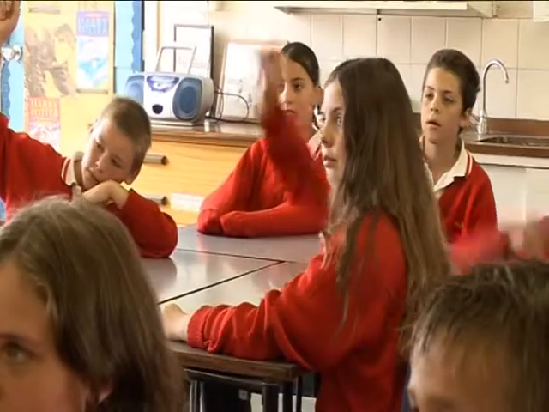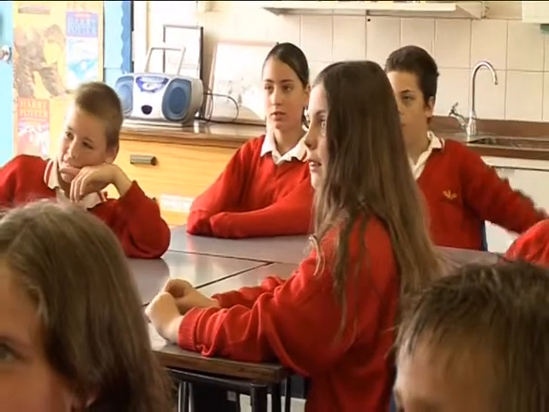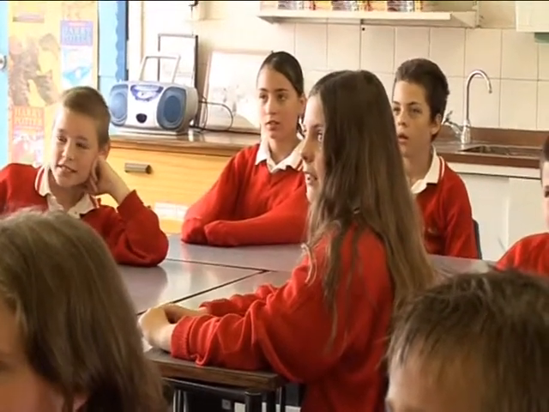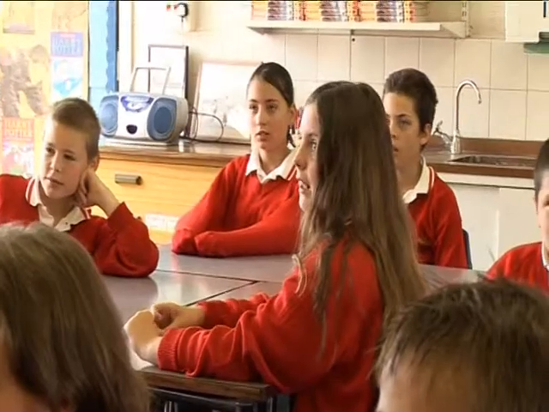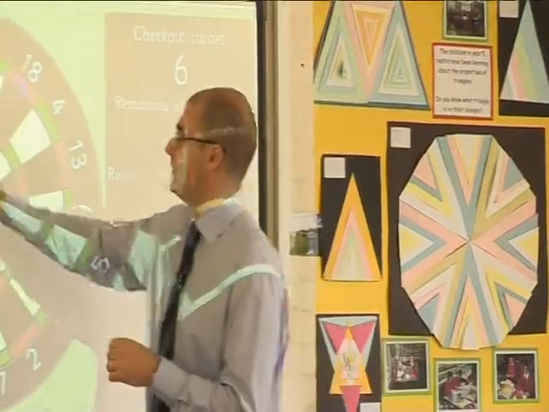Okay, imagine the dart landed here in the double 18 section. What would that be? Rebecca? 36. How did you do that? I doubled 8 and I doubled 10 and then I added them all together. So you partitioned it.